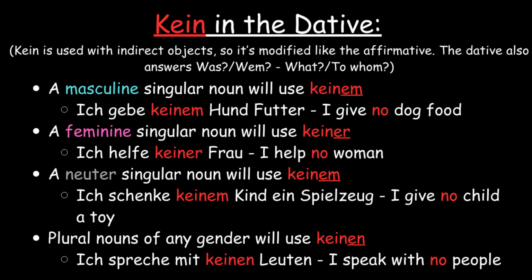Some examples are: Ich gebe keinem Hund Futter. Ich helfe keiner Frau. Ich gebe keinem Kind ein Spielzeug. Ich spreche mit keinen Leuten. As you can see, the plural Leuten receives an n because the noun doesn't already end in n or s. In this case, the English meaning of kein is no and then a noun. So that's how kein works in the dative with every gender and number.